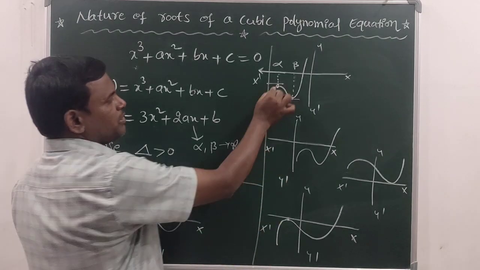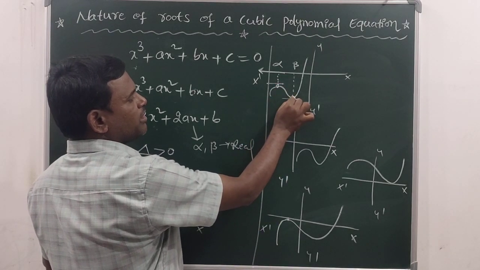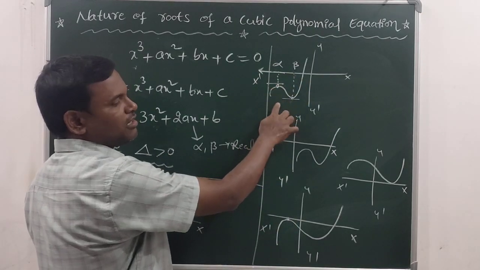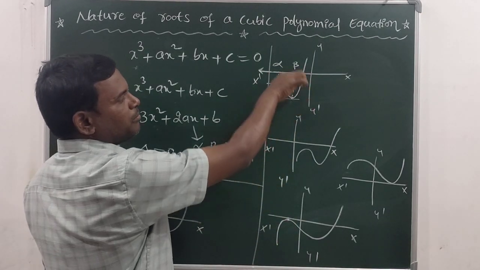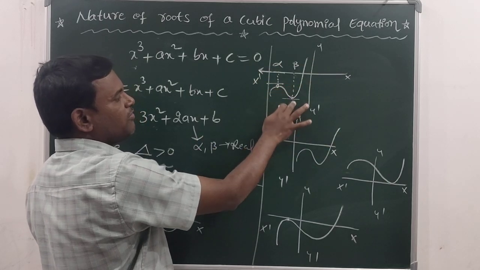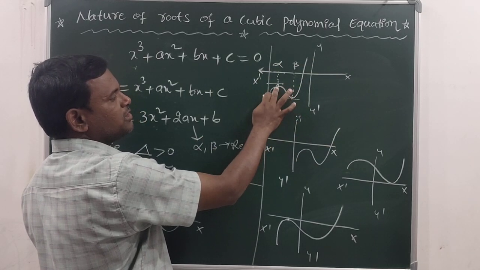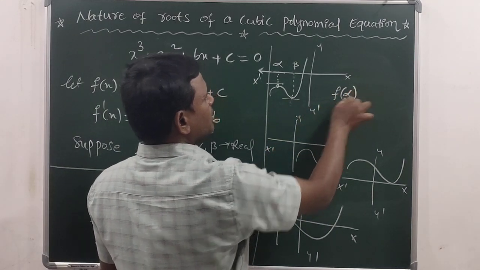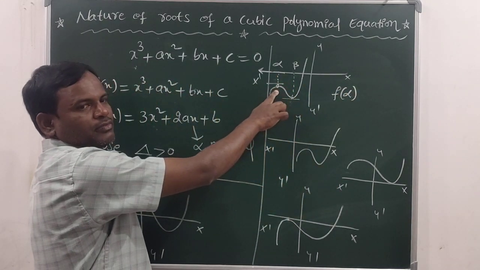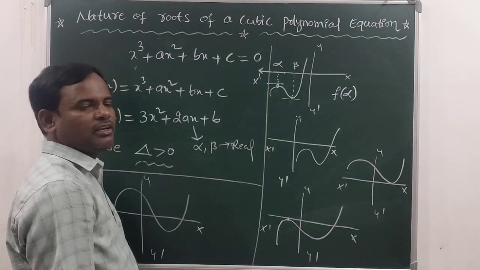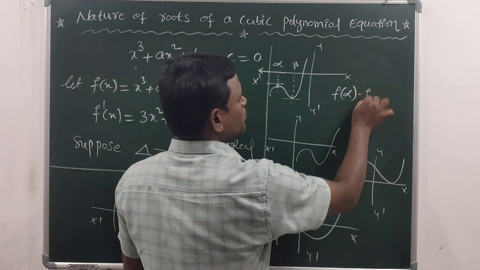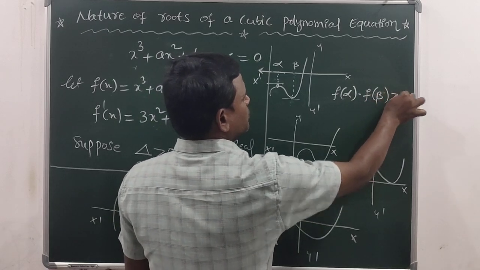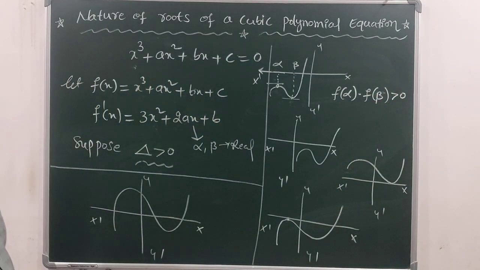Okay. So here the x coordinates of this point and this point are alpha and beta. Both points are in the third quadrant, which means below the x-axis. Hence f of alpha and f of beta for these 2 points: this is the point of maximum, this is the point of minimum. F of alpha is negative, f of beta is negative. So if you take their product, f of alpha into f of beta, you will get positive. Okay students.